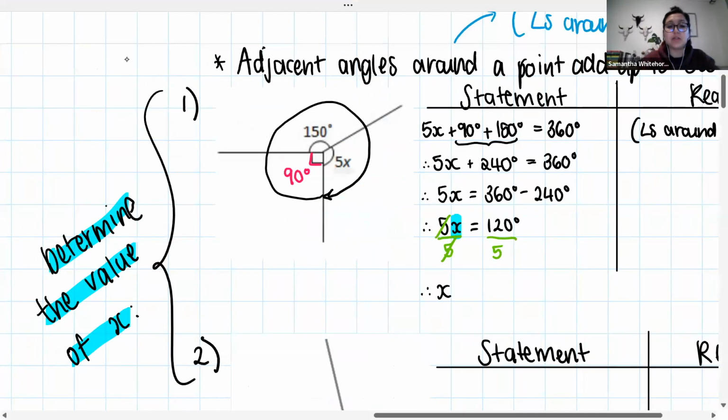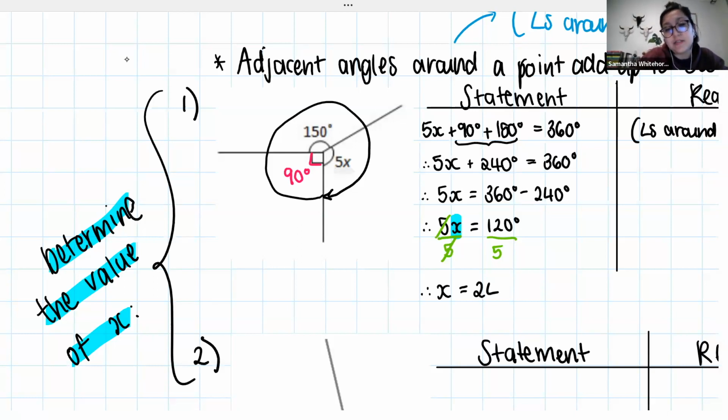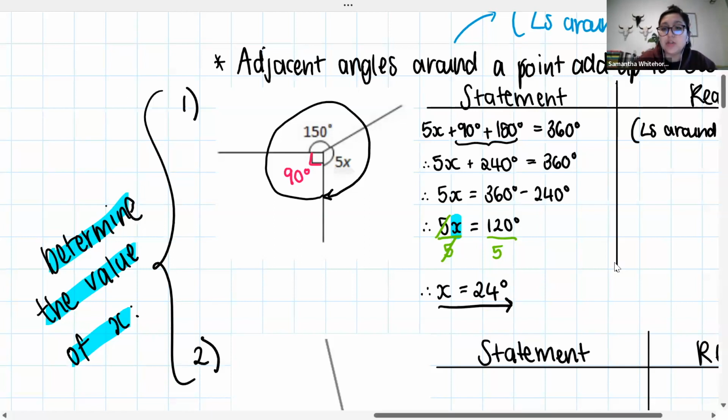And it's really important that we do that because I didn't ask you to solve for 5x, I asked you to solve for x. So we're going to divide 120 by 5, and that tells me that x is equal to 24 degrees. So again, really, really importantly, we need to remember that we're solving for x. The instruction said, determine the value of x, not of 5x, not of anything else, of x and x alone. So we are essentially solving for x.